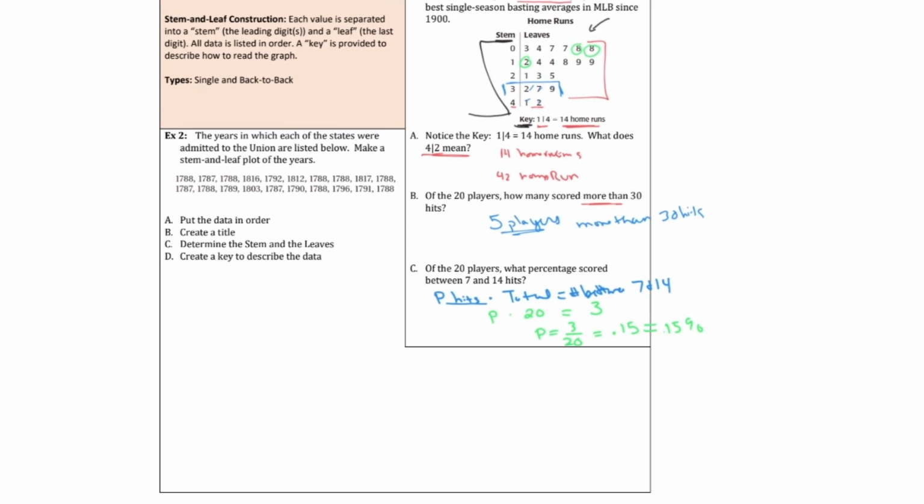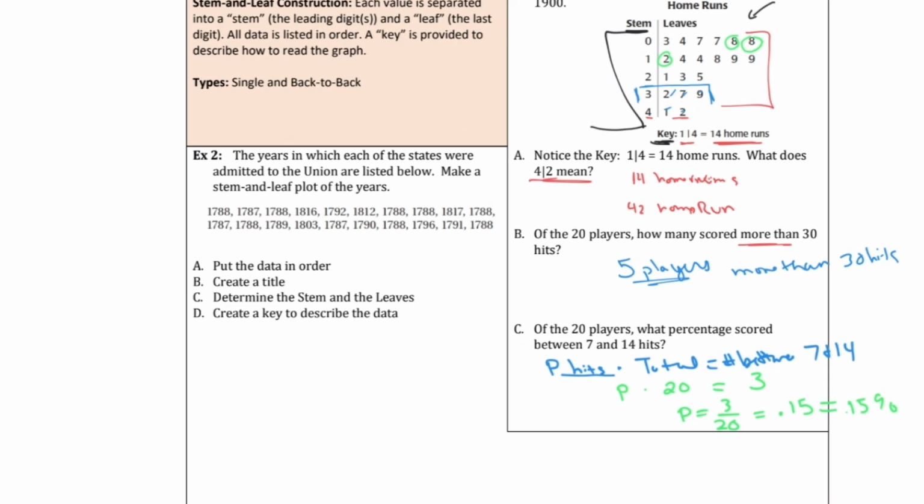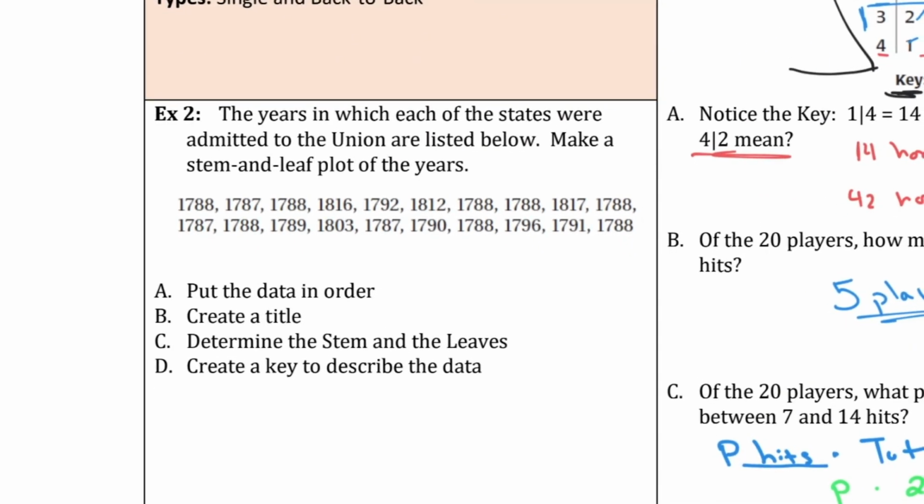So for example 2, take a look at it. Once again, this one, we get to make the stem and leaf plot. The years in which the states were admitted into the Union are listed below. Make a stem and leaf plot of the years. Before we do anything, let's put the data in order. That does matter. We want every number in order. So take a moment, pause the video, put your numbers in order.